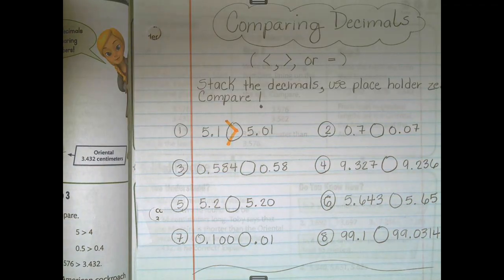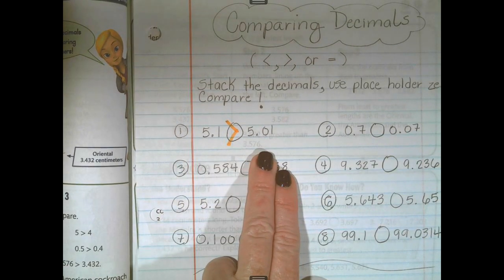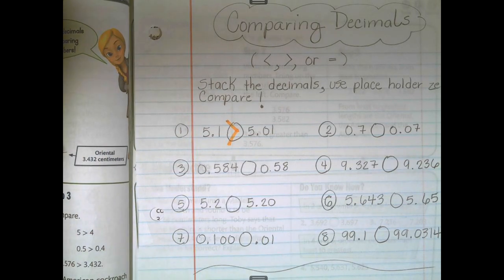Now, unlike whole numbers, you can't compare by the number of digits. Look at this. This just has 2 digits in it. This number has 3 digits in it. So with whole numbers, if you had 3 digits, you would know that that would be a larger value. But you cannot go by that with decimal numbers, okay? You really need to create equivalent decimals with the same number of digits behind the decimal point, and then compare column by column, place value by place value.